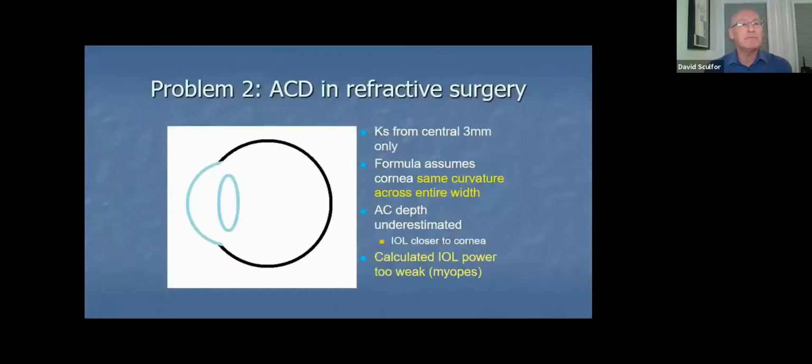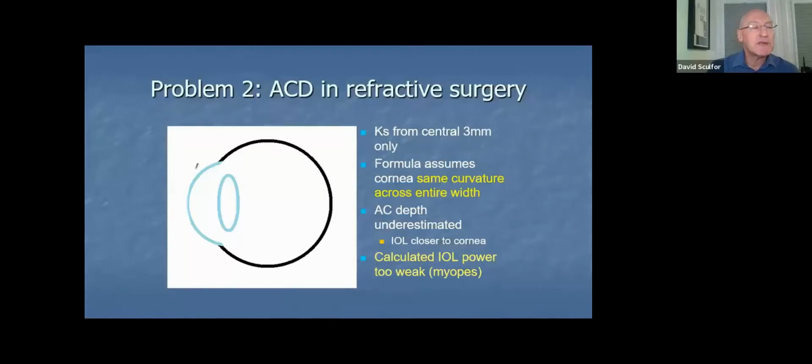So the second problem is the anterior chamber depth. So, as I said earlier, we only measure corneal topography, keratometry, in the central 3 millimeters. The problem is the formula doesn't know that. It assumes that we've got the same curvature right across the entire width.